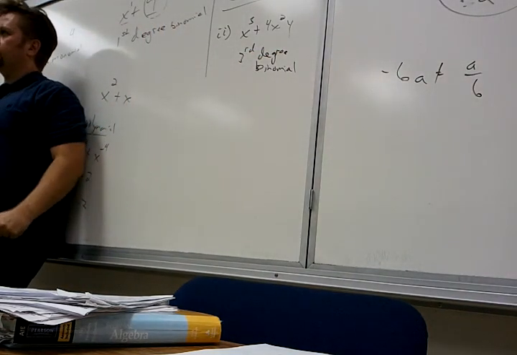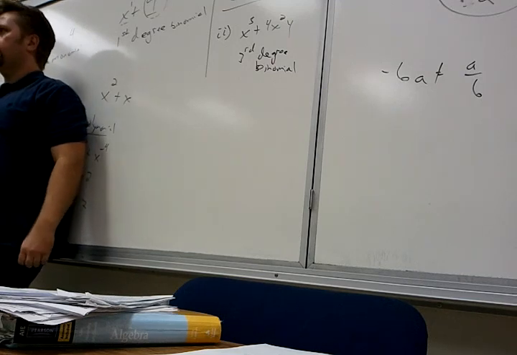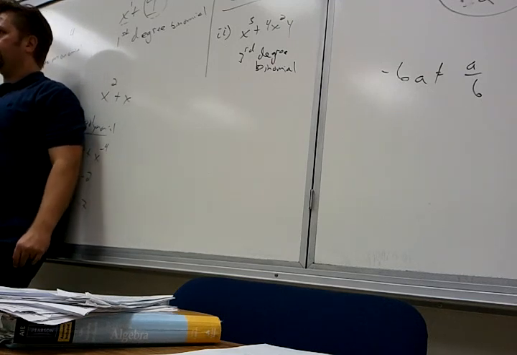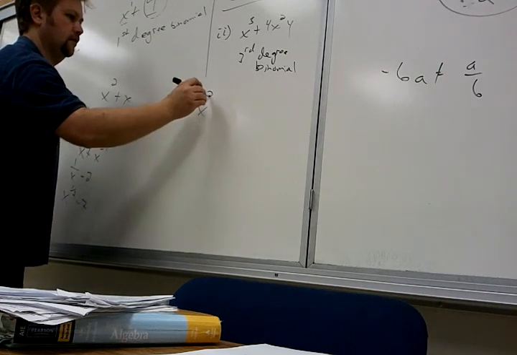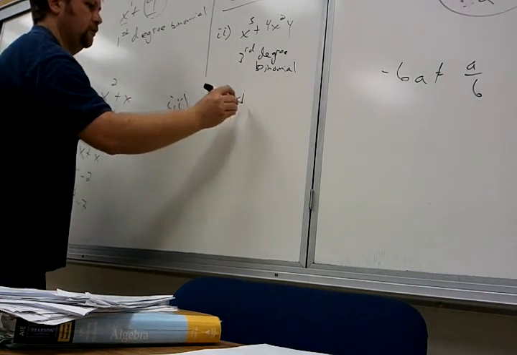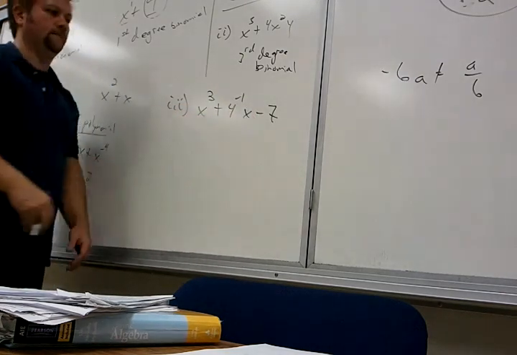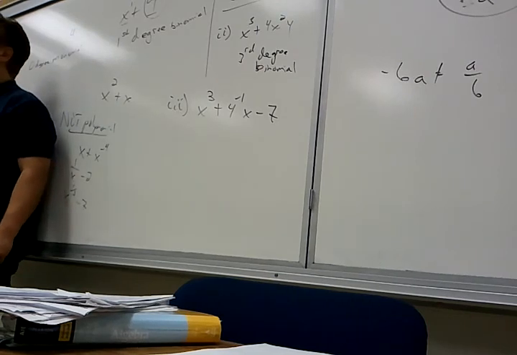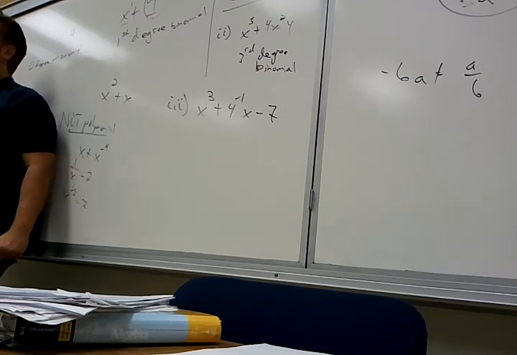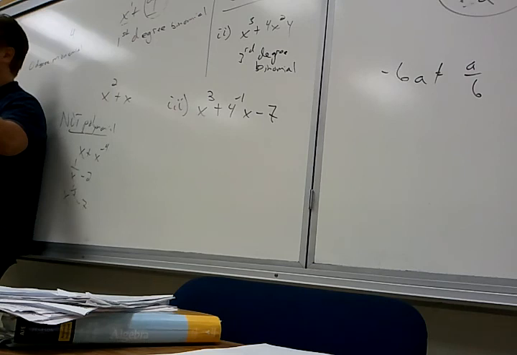So if there's a negative exponent on a variable, it's not a polynomial. If I wanted to be truly evil, I could give you this here: x to the third plus 4 to the negative 1 x minus 7. That is a third degree trinomial, because 4 to the negative 1 is just the number 1/4.